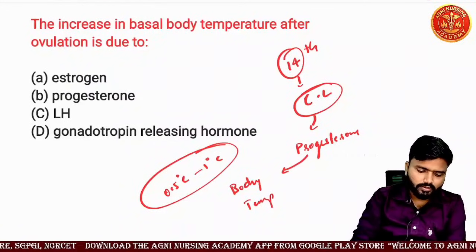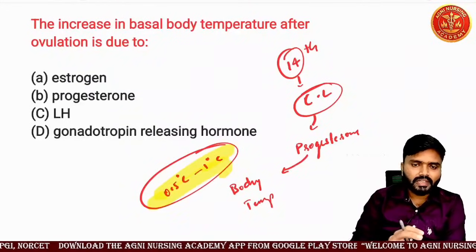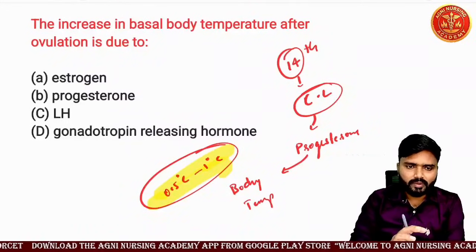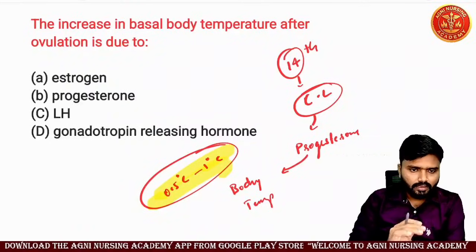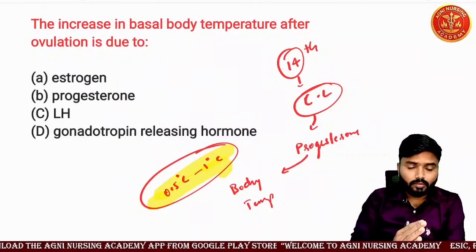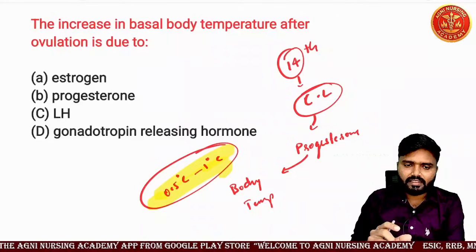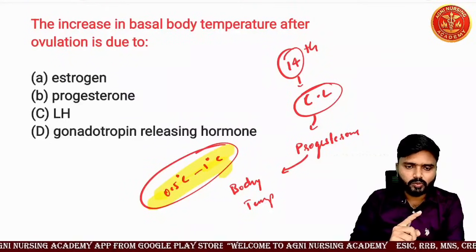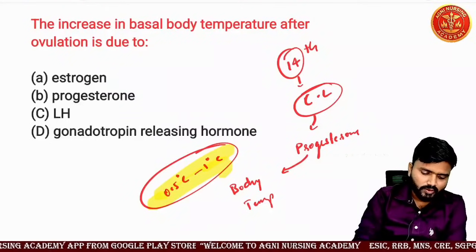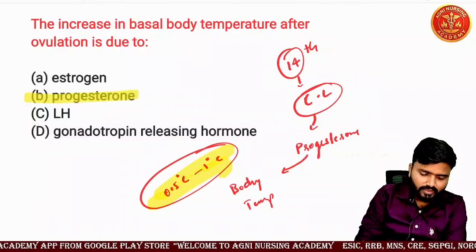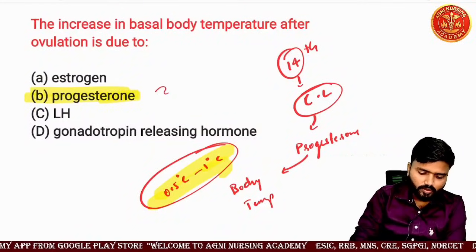the body. Understood? Due to the increase in the progesterone level in the maternal circulation, the basal body temperature will increase by 0.5 degrees Celsius to 1 degree Celsius. Understood? So here the option is B. That is, progesterone is the right answer for this question.